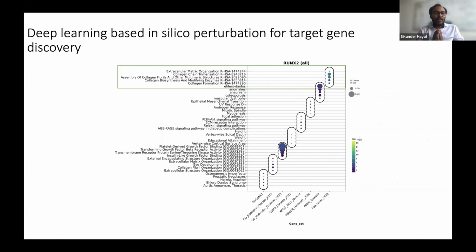For example, here we do an in silico knockout of the RUNX2 gene in our data, and then we can look at which pathways are perturbed based on this in silico perturbation. For example, here we see extracellular matrix and more pathways relevant for fibrosis that were perturbed when we did this in silico perturbation of RUNX2.